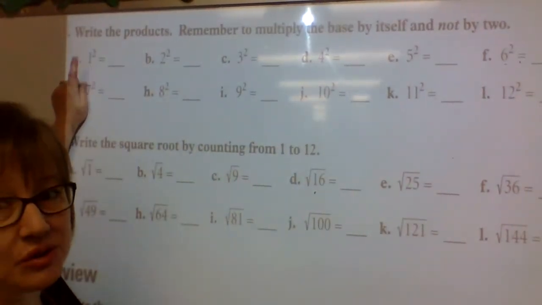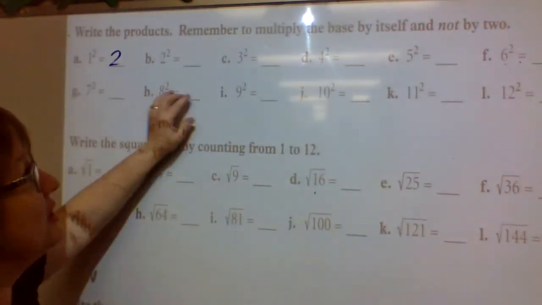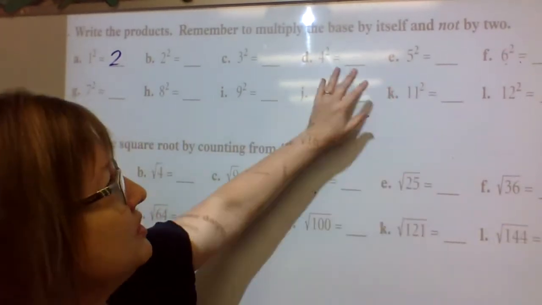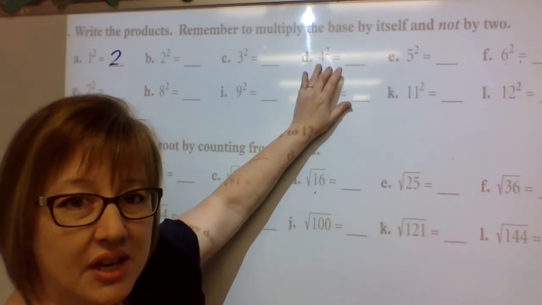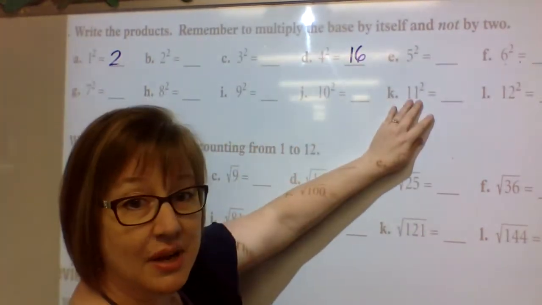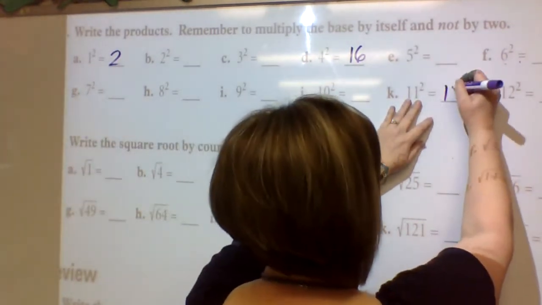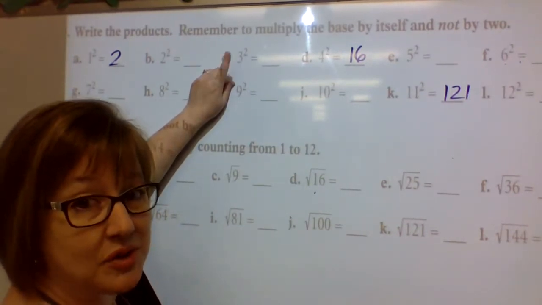Okay, 1 squared is 1 times 1. I'm going to do these randomly because every year the kids go, oh, I know this, this is easy. So we're going to do these random so that you understand it a little better instead of seeing the pattern. Okay, 4 times itself. 4 times 4 is 16. 11 times itself. 11 times 11 is 121. Okay, 3 times itself, 3 squared is, 3 times 3 is 9.